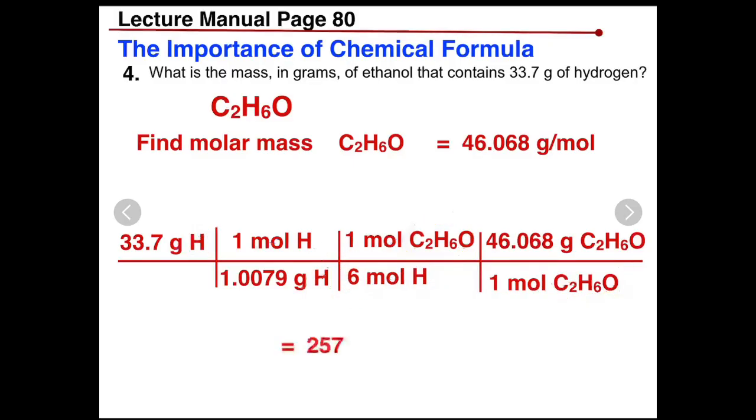So your answer comes out to be 257. The answer is in grams of ethanol. So that means if you have this many grams of ethanol, you are going to end up having these many grams of hydrogen present in the chemical formula.